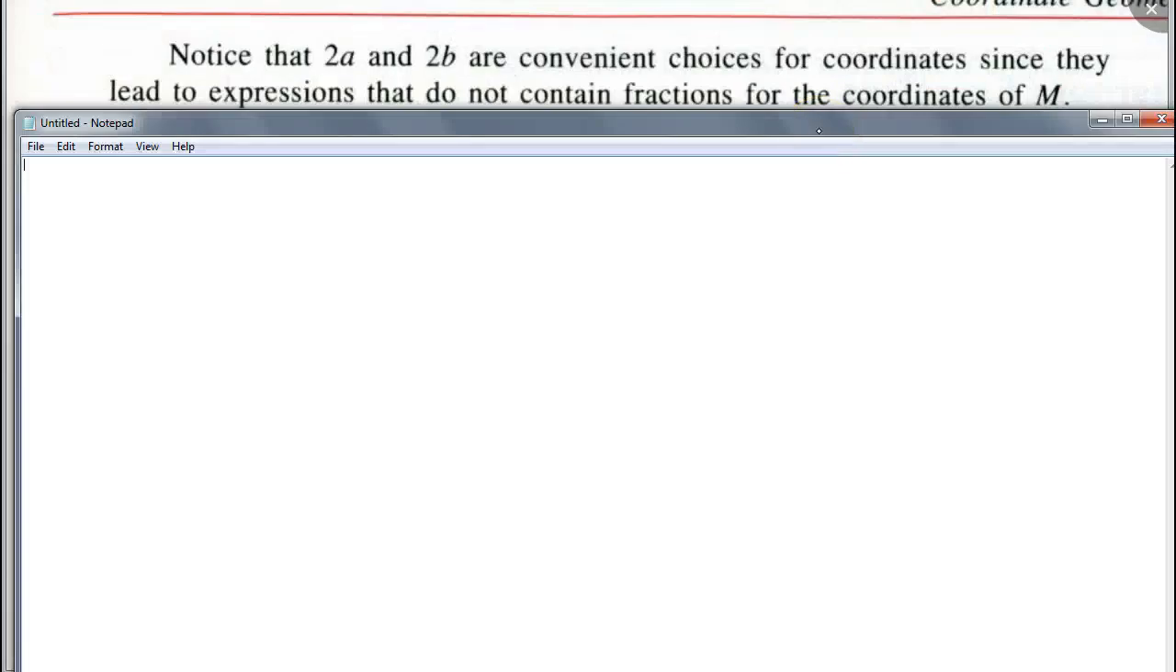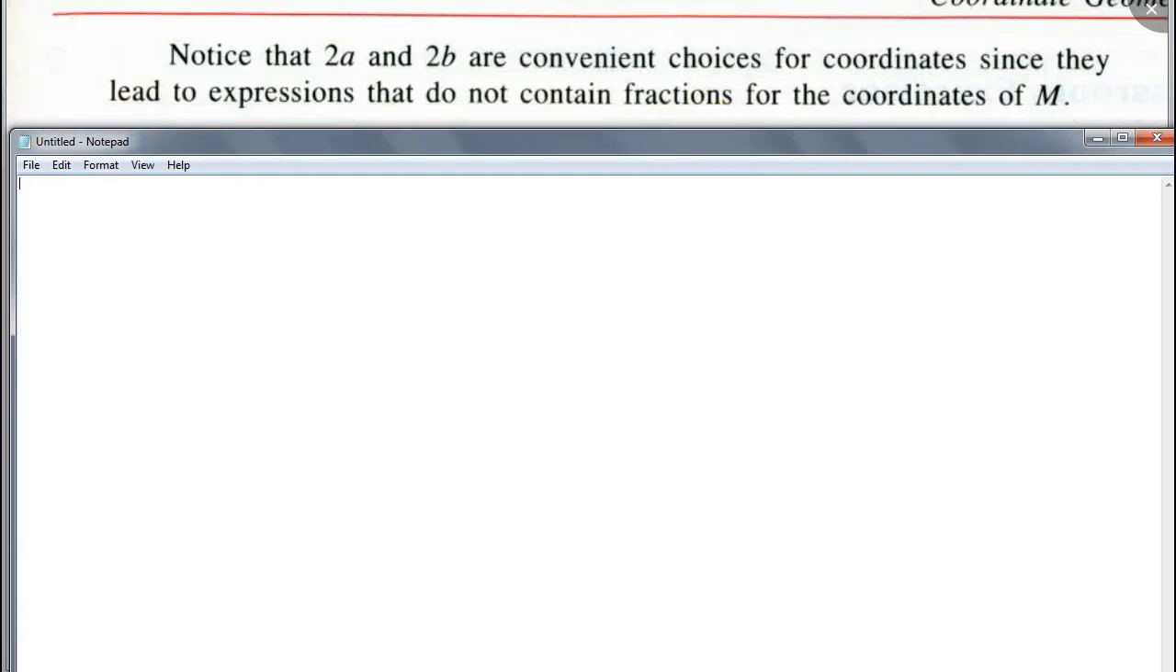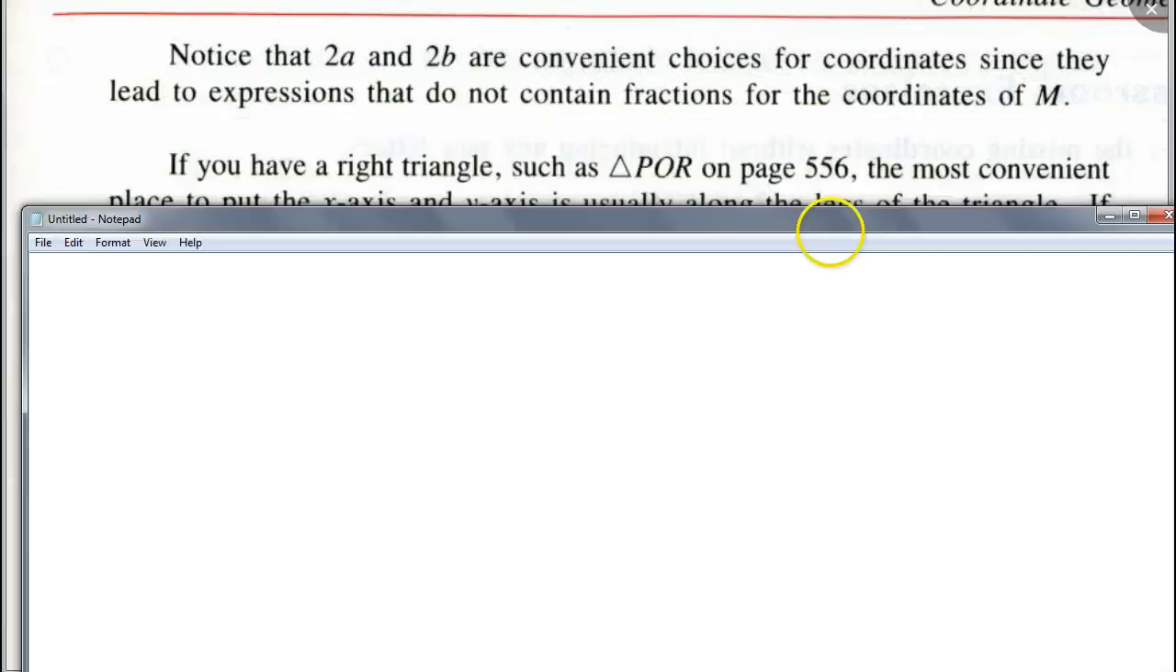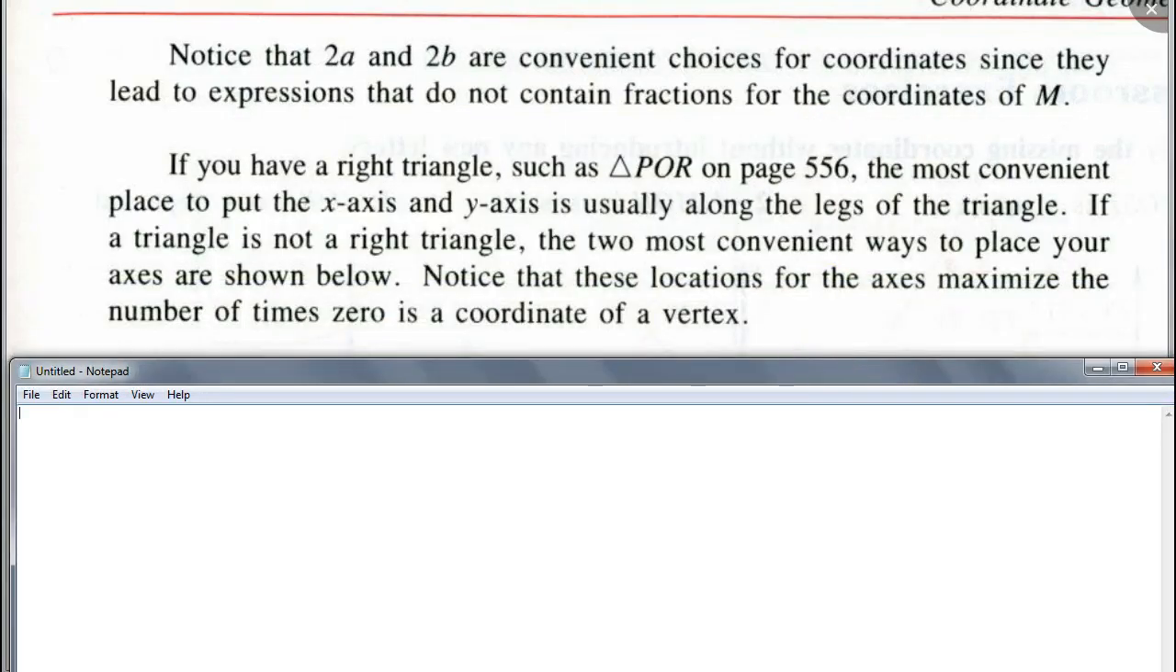Can somebody read this for us? How about Samantha? Notice that 2a and 2b are convenient choices for coordinates since they lead to expressions that do not contain fractions for the coordinates of N. Do you see? We just talked about this, right? If you could avoid it, you don't want any fractions when you're doing these. It's just much easier that way. Now, can you keep reading?